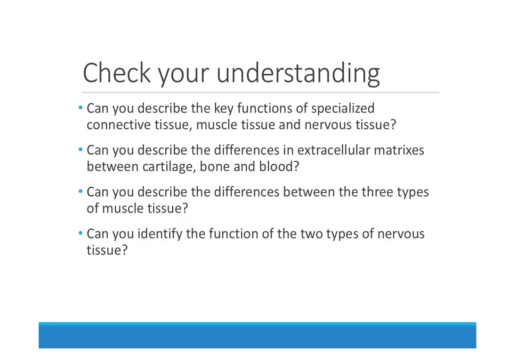For this particular video, check your understanding. Can you describe the functions of the specialized connective tissue, the muscle tissue, and nervous tissue? Can you provide some differences in the extracellular matrices between cartilage, bone, and blood? Can you talk about the differences between our three types of muscle tissue? And can you identify the function of these two types of nervous tissue? Once again, if you're still feeling confused, go back and watch that part of the video to prepare yourself for class.